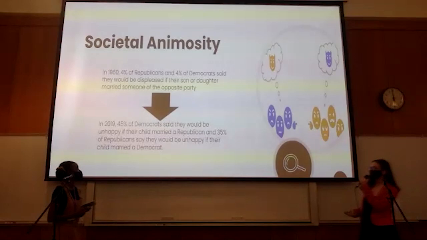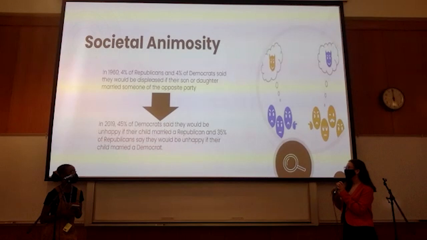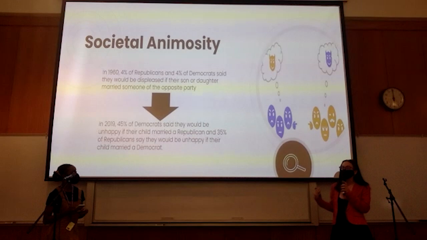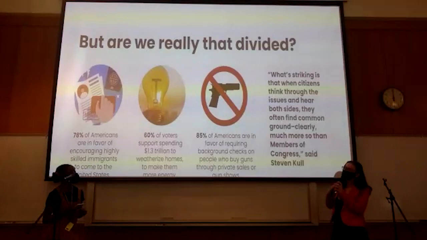So a huge effect of polarization is one that you've probably come in contact with multiple times: societal animosity. That's just saying that Democrats and Republicans hate each other. There is a study that shows that almost half of Democrats or Republicans would be mad if their kid were to marry somebody of the opposite political ideology, which is stupid. We literally just hate people who don't have the same beliefs as us because we've been told that they're so ideologically polarized that they're all the way over there. But in fact, that's just not the case.